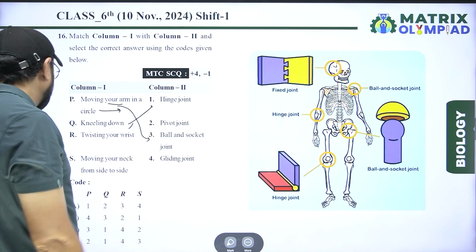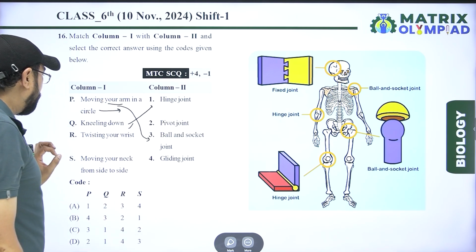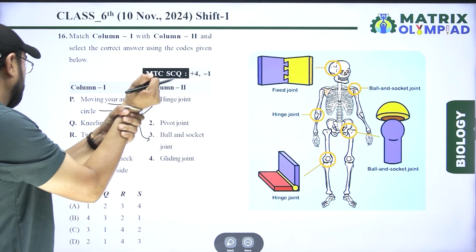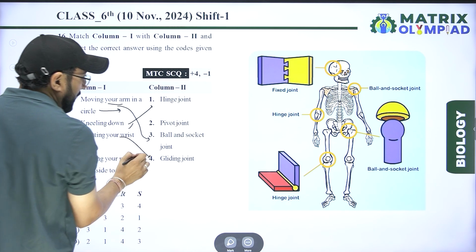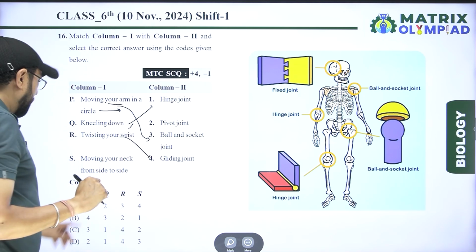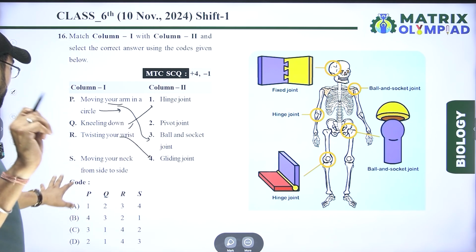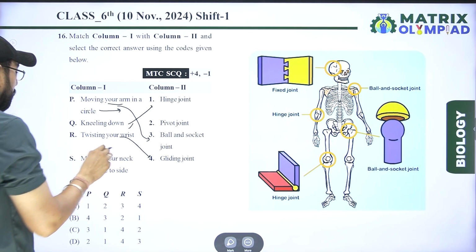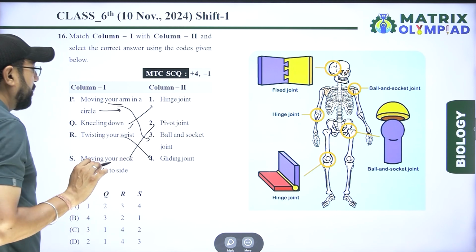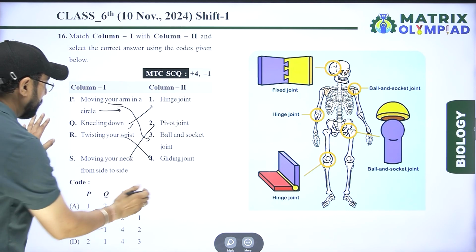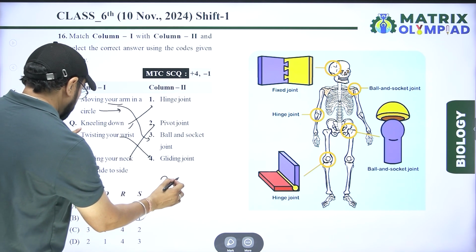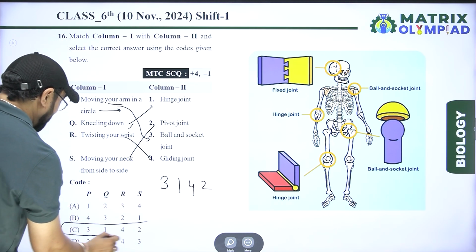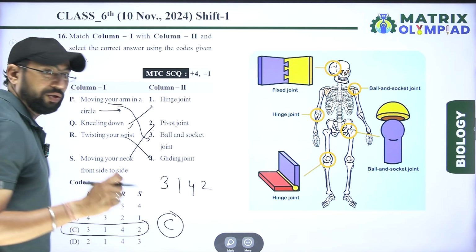This condition, twisting your wrist, that is related to gliding joint. And the next one is moving your neck from one side to another side. That is related to pivot joint. So according to this match, 3, 1, 4, 2. Option C is correct for this question.